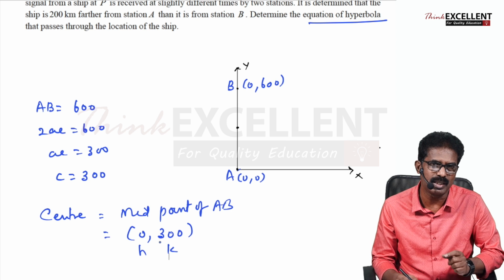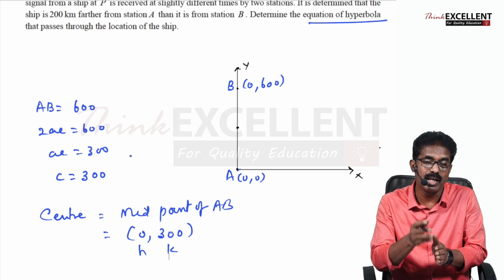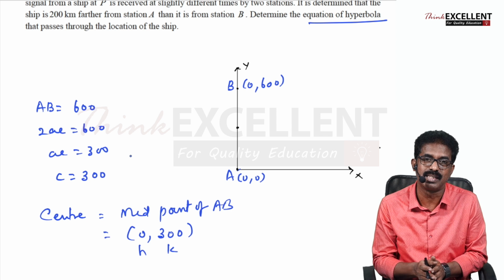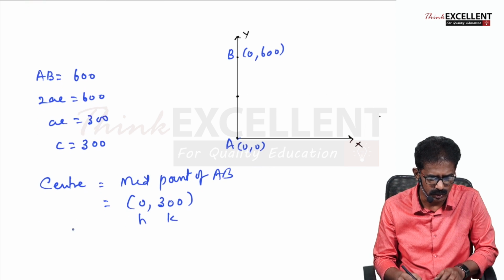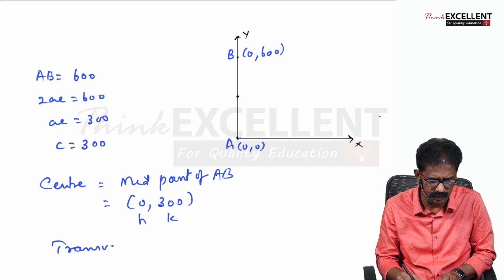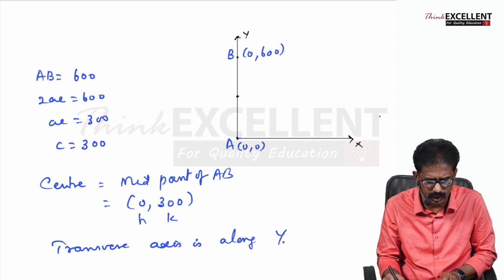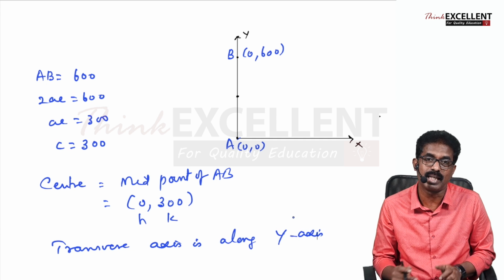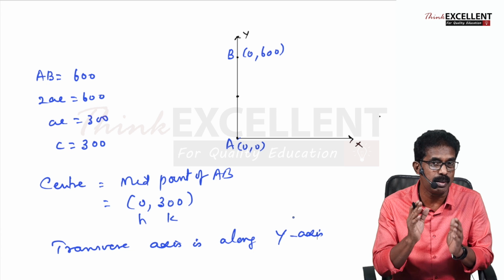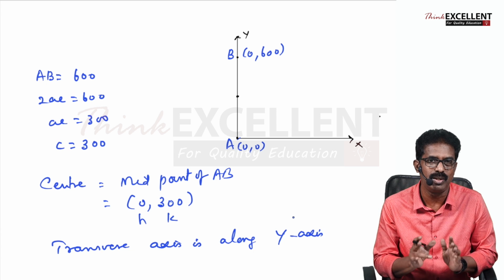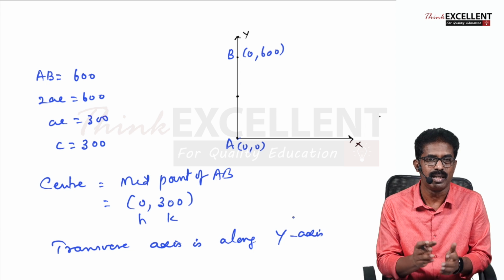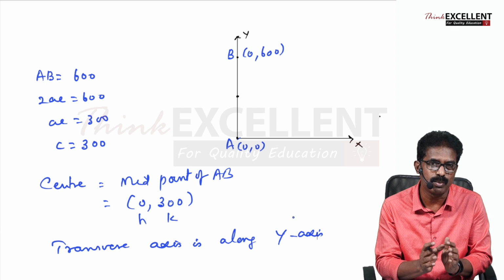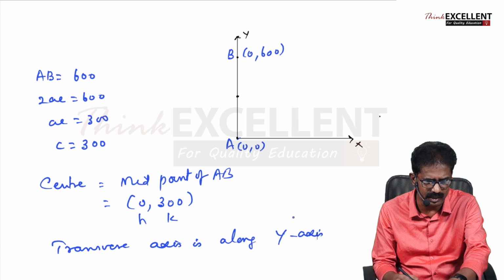And one more thing, can you guess which type it is? Foci are on what? The y-axis. So the transverse axis is along the y-axis, so this is the second type of hyperbola. Second type, we start with y square. The center is not (0, 0), so we have to give h, k, and it is the second type, so we start with y square. Now the only thing you need is a square and b square. Now let us see further what they have given here.